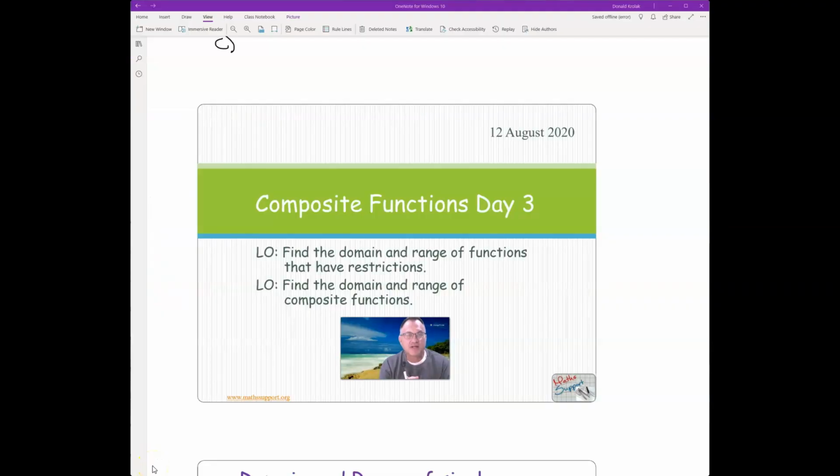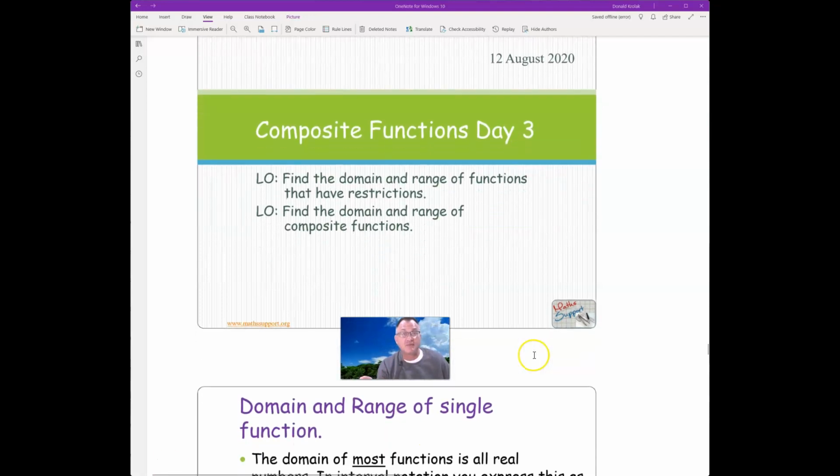Hi again, everybody. Today is August the 12th, and we're going to continue looking at composition of functions, in particular, determining the domains. Before we do that, we have to review how you find out the domain of a function, just a simple function. And then once we have two functions in a composition, we can use this information to determine its domain.